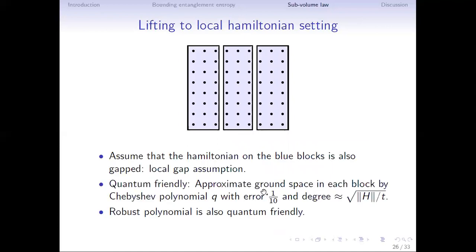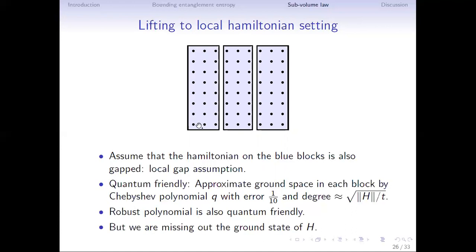The first step was to approximate the ground space of each block by a Chebyshev polynomial q with error 1 over 10 and degree roughly root over the, sorry, this is not the norm, this is the norm within this region over t. Sorry, this is the actual norm. So this step is, as before, due to the local gap assumption: I can always approximate the ground space in each block by this polynomial q. And I will also do the robust polynomial construction step. This also turns out to be quantum friendly.